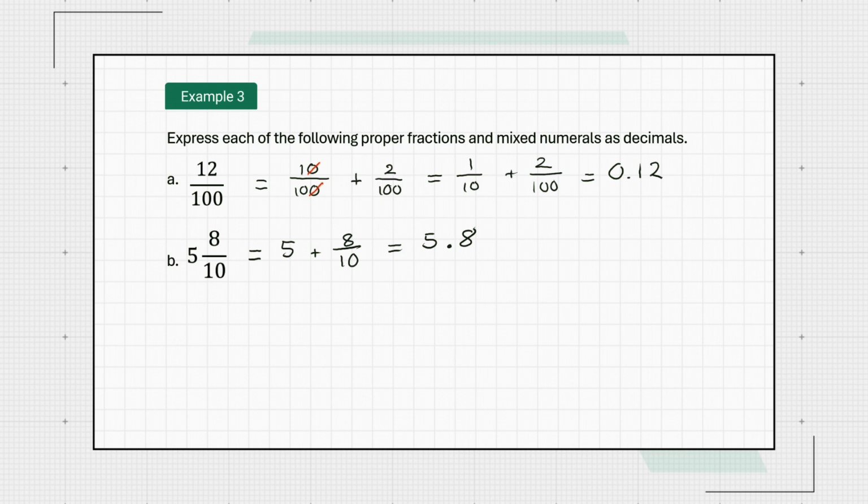Okay, these were super simple examples, and later on we'll get into some harder ones, but you really do need to know how to just do this with fractions that either end in 10, 100, or 1000, so that you can easily convert between basic fractions and decimals.